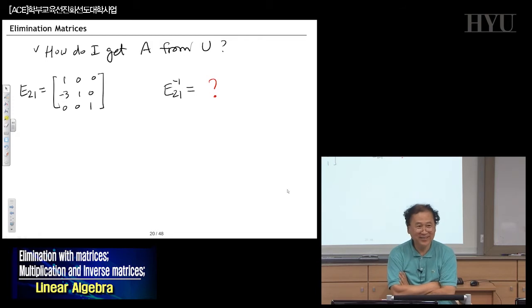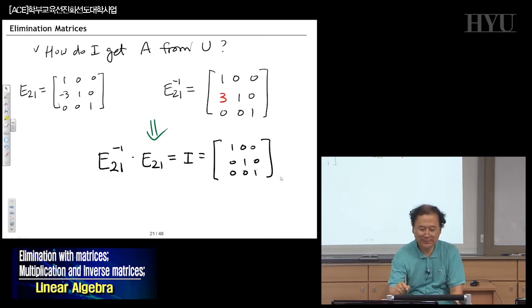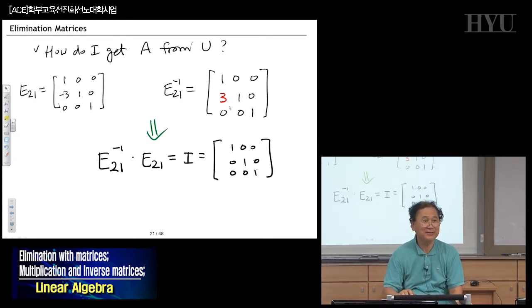Because before we just subtracted 3 times row 1 from row 2. That's add, whatever you subtracted. Then can you represent that as a matrix? Instead of minus 3, now it's plus 3, right? It's multiplied. This is now plus 3, right?